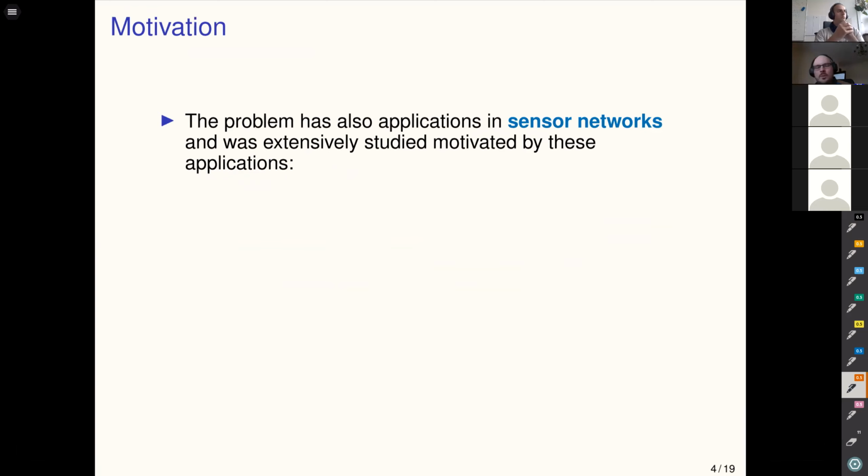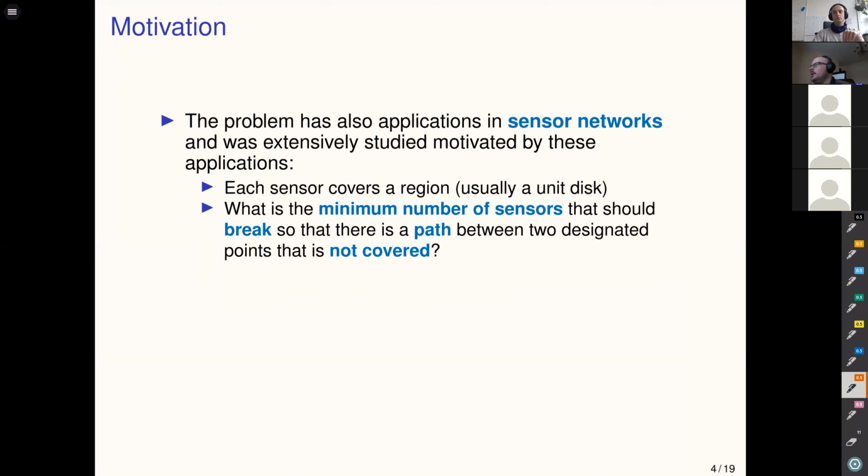In sensor networks, it was also studied with the following application. Here each sensor covers some region or some area. This is usually a unit disk, but it can also be general disks, or any other kind of obstacles. The idea is that these sensors are guarding some object. You can imagine that you have a gallery with some expensive painting that you want to guard. You have a setup of sensors, and you want to know how many sensors need to break such that there actually is a path that can go undetected between the entrance to your gallery and the objects you are guarding.